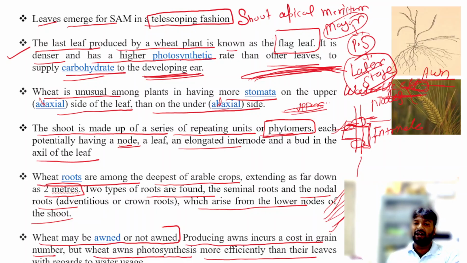So friends, this is about the botany: the wheat plant is a typical grass having hollow stems, with nodes and internodes, and cylindrical or narrow leaves arising in a telescopic fashion. At the leaf base they have a leaf sheath covering the stem, also known as the protecting sheath, and the upper flag leaf, or last leaf, provides photosynthate to the growing ear heads. They also have more stomata on the upper side than the lower side, so we can say it is less water use efficient. They have two types of root system, seminal and nodal roots, or primary and secondary roots, and they may have awned or awnless types. So this is about the botany of the wheat crop.